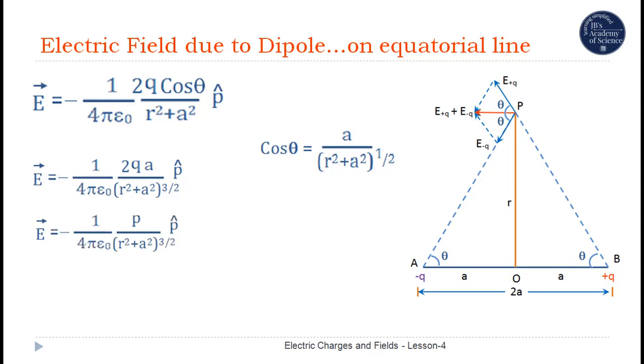Now, 2QA, it is Q into 2A. Charge into distance between the two charges is the electric dipole moment of the dipole. Then, substituting the value, E is equal to minus 1 by 4 pi epsilon 0 P divided by (R square plus A square) whole to the power of 3 by 2.